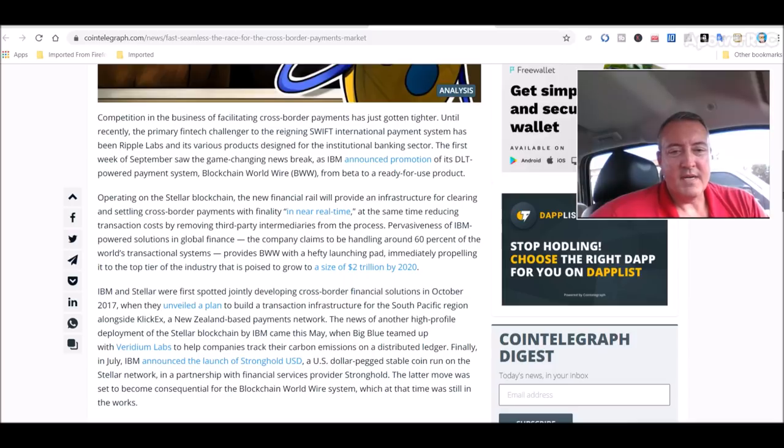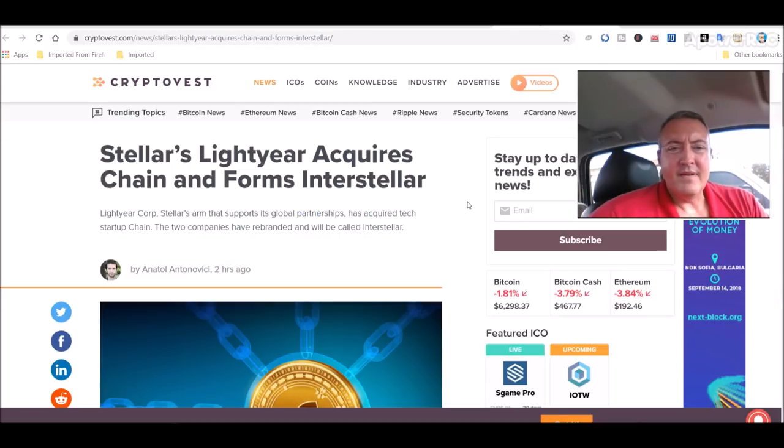IBM and Stellar were first spotted jointly developing cross-border financial solutions in October 2017 when they unveiled a plan to build a transaction infrastructure for the South Pacific region alongside ClickX, a New Zealand-based payments network. I'll put this article down below, but basically Stellar's doing it again, teaming up with IBM and their new Blockchain World Wire. Another bit of Stellar news, within 24 hours of each other, Stellar's Lightyear acquires Chain and forms Interstellar.